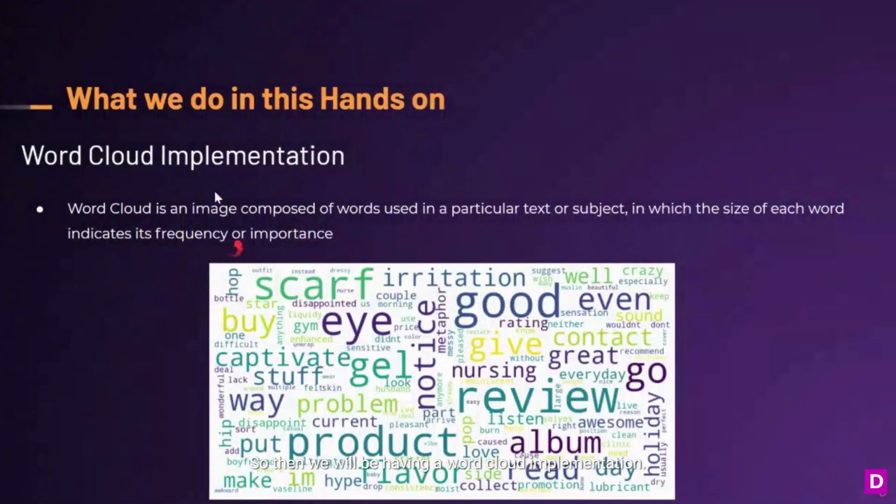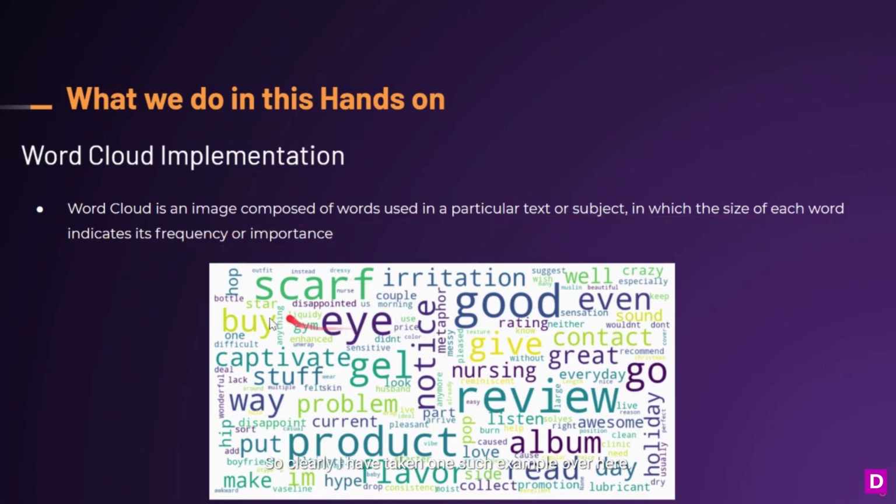Then we will have a word cloud implementation. So what is a word cloud first of all? A word cloud is an image composed of words used in a particular text or subject, in which the size of each word indicates its frequency or importance.